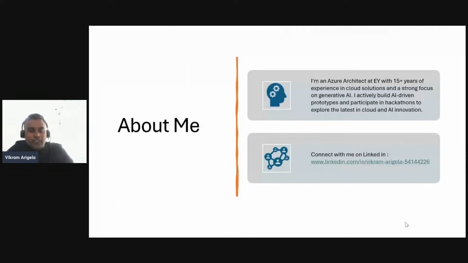This is Vikram Arigala. I'm an Azure architect. I have 15 years of experience. I started my journey with .NET. Then for the last 5-6 years, I have been working in and out of Azure. So my core strength is Azure, implementing and designing cloud solutions, and my passion is learning AI and cloud solutions implementation. I have built AI-driven prototypes and participated in hackathons. So I'm very passionate about technology, and I implement and talk technology. So this is about me.